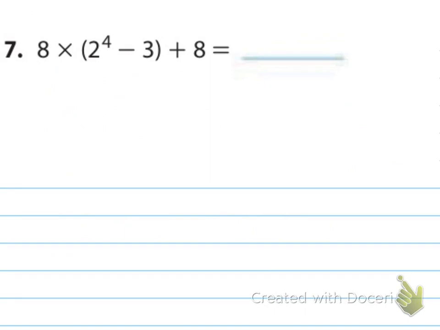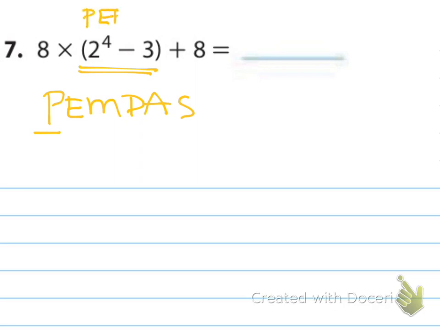Number 7, we have 8 times, in parentheses, 2 to the 4th power minus 3 plus 8. So again, I'm going to talk about my Please Excuse My Dear Aunt Sally, PEMDAS, and I know that parentheses goes first. Now remember that when we do parentheses, if there's other operations going on in there, I'm going to restart my PEMDAS inside the parentheses. So I don't have any parentheses inside my parentheses, and believe me, that can happen. But I do have exponents, so I'm going to take care of my exponent, 2 to the 4th power. So I'm going to drop everything else down.